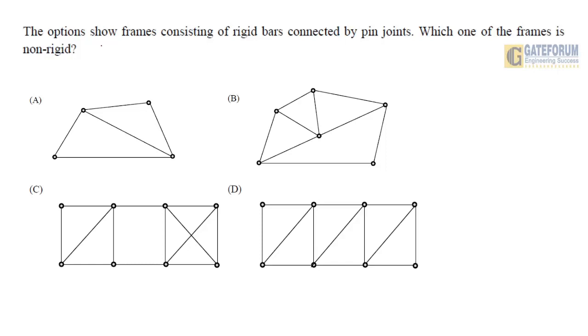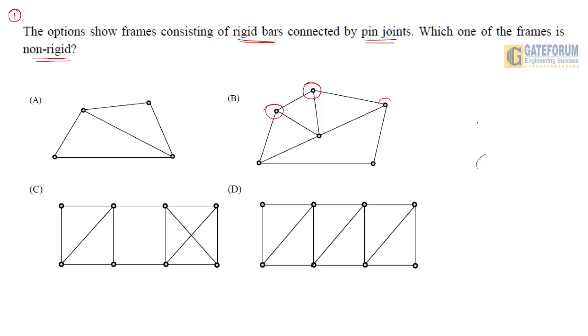Moving on to the very first question of Engineering Mechanics. The question shows frames consisting of some rigid bars connected by pin joints. You can clearly see the pin joints here, right? Which one of the frames is non-rigid? A, B, C, D, four options have been given here.